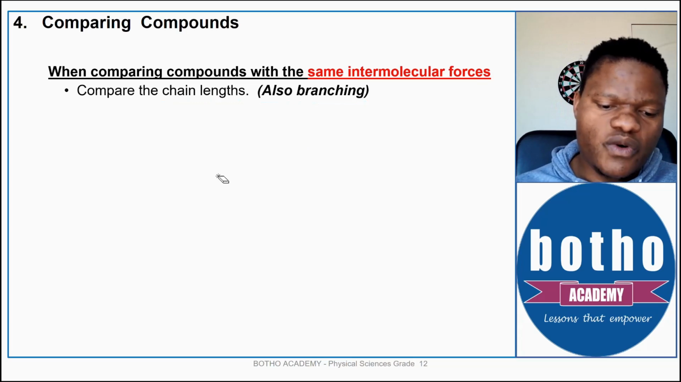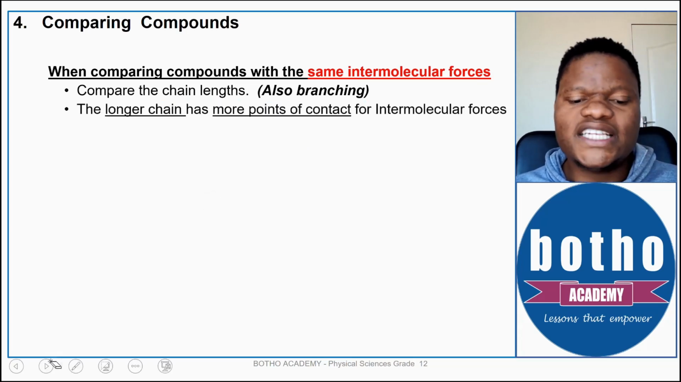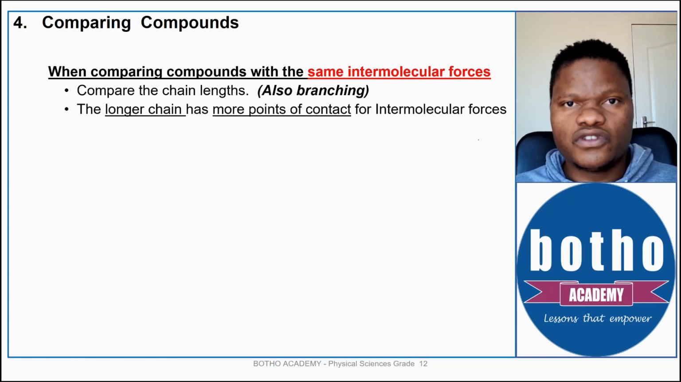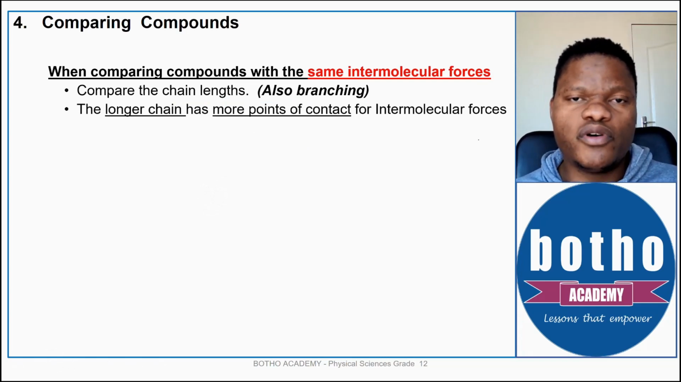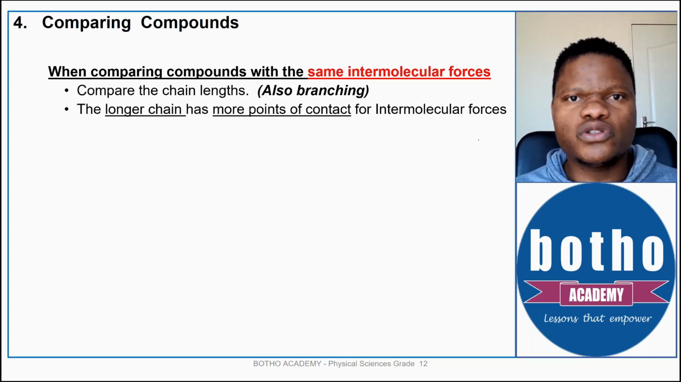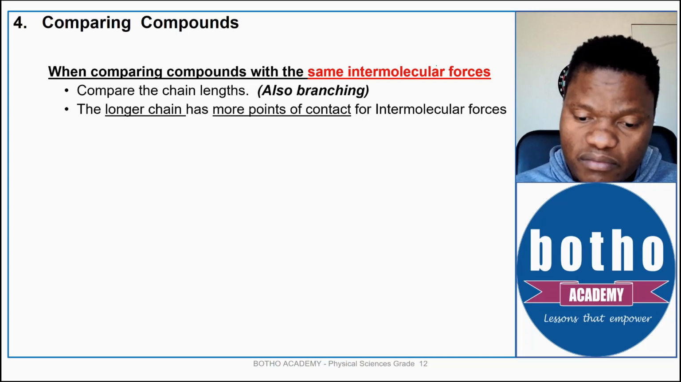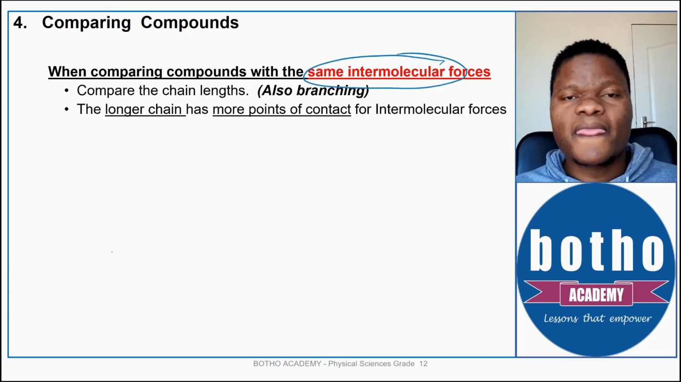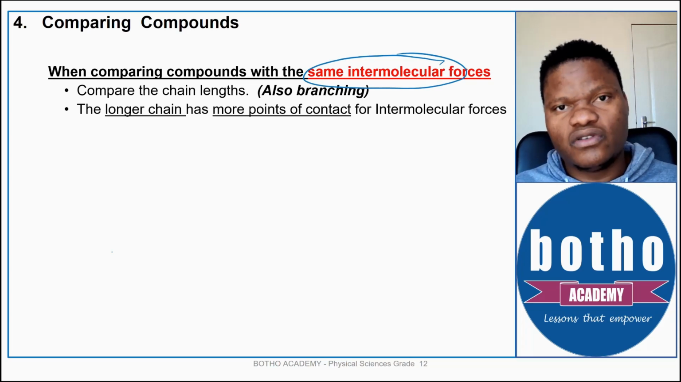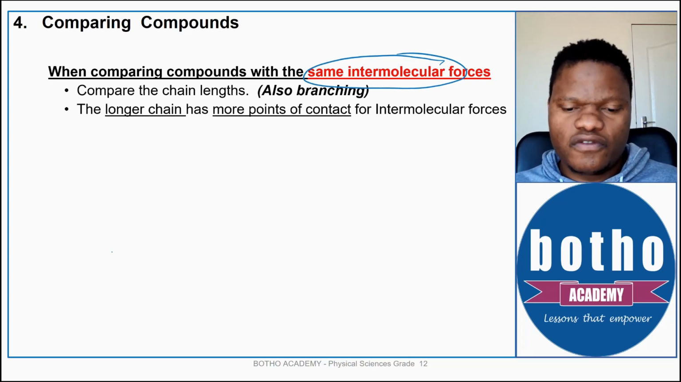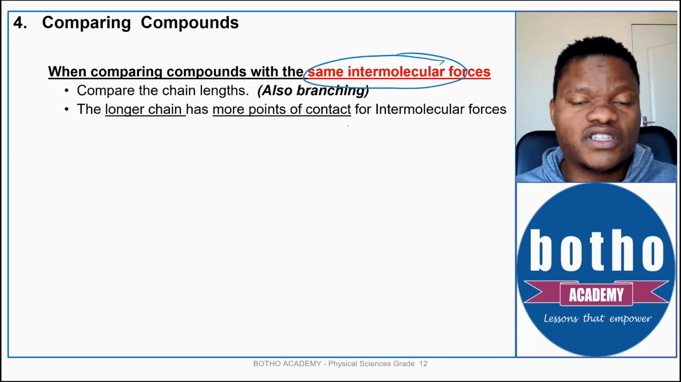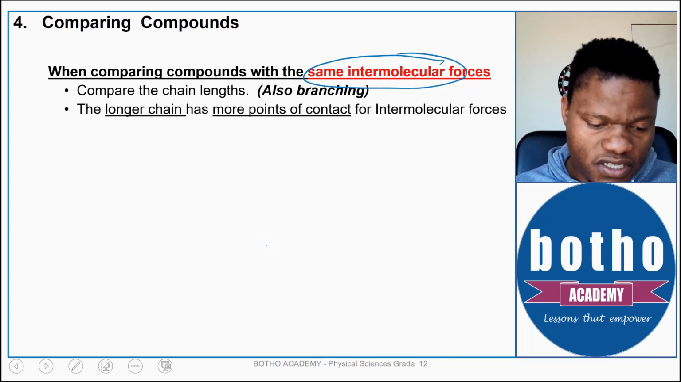Generally, longer chains have more points of contact for intermolecular forces. A longer chain will have more points of contact. Sometimes we say it has a larger surface area, therefore there are more points of contact for this same type of intermolecular force. It's usually the London forces that we're focusing on here. Because of the length of the chain, there would be more points of contact, and when there are more points of contact, it means there are more of these intermolecular forces.